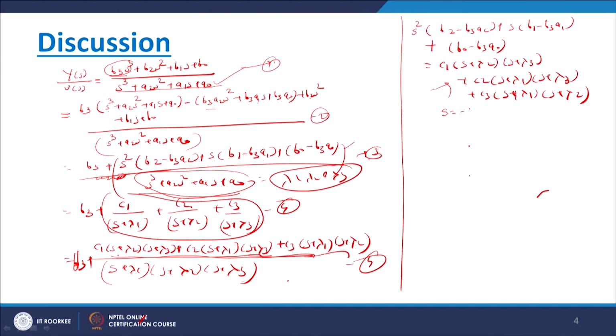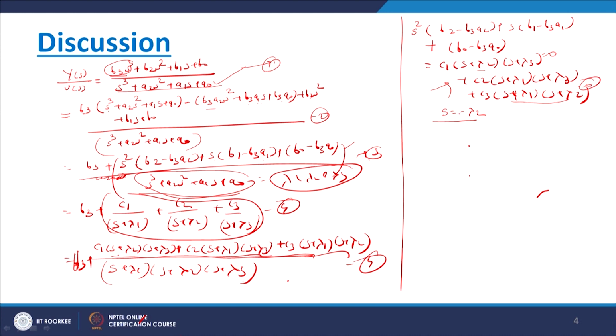As I told last time also, there are two ways we can solve this equation. One is to compare the coefficients of S square, S1 and S0. The second method is that we can replace different values of S. Let us say first of all we replace S equals minus lambda 2 in this equation. So what result will we get? This part becomes 0, then this part also becomes 0. So the remaining will be the value of C2.